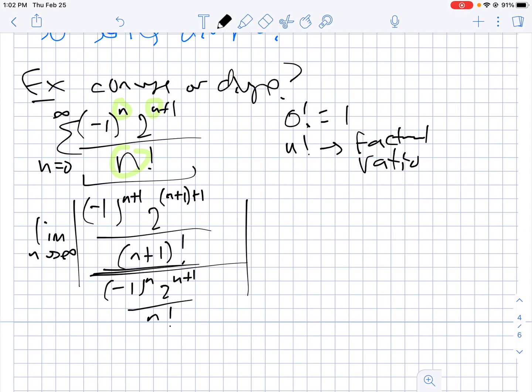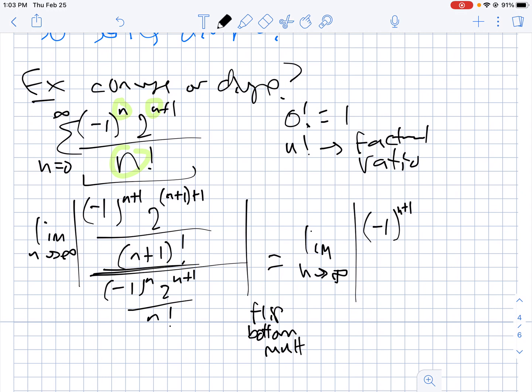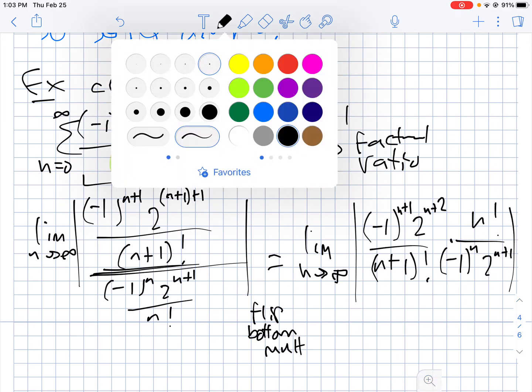Okay. So now again, I want to flip the fraction, and usually when I do these problems, I just flip the fraction on the first step and multiply. So flip the bottom fraction, and then we multiply. So this is going to be a limit. So we have absolute value -1 to the n plus 1 times 2 to the n plus 2, distribute there, divided by n plus 1 factorial times n factorial over -1 to the n times 2 to the n plus 1. Okay, so a couple things here.